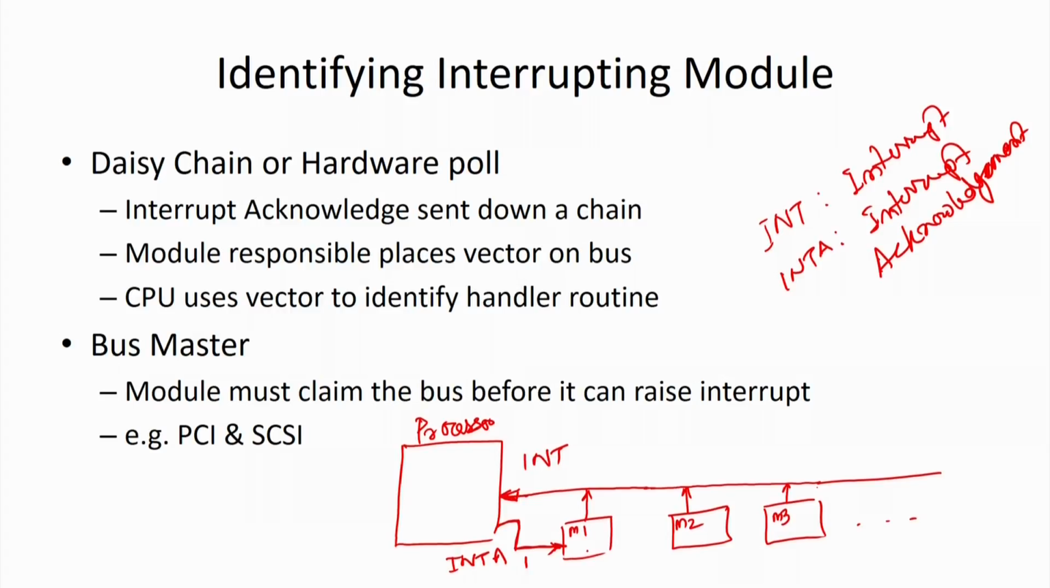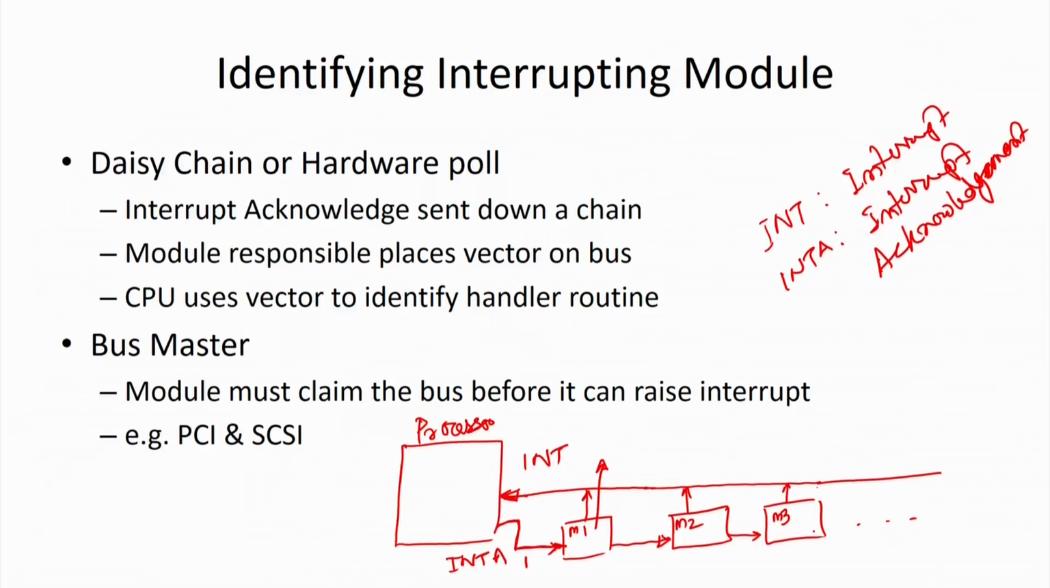Now, when it comes to the first module, what will happen? If that module has raised the interrupt, then it will capture this interrupt acknowledgement and accordingly it will place its address on the bus, maybe, to indicate that module 1 has raised the interrupt. If module 1 has not raised the interrupt, then it will pass this interrupt acknowledgement to the next device. The next device also acts accordingly. If it has raised the interrupt, then it will give the indication to the processor along with its address. If it has not, then it will pass the interrupt acknowledgement to M3.